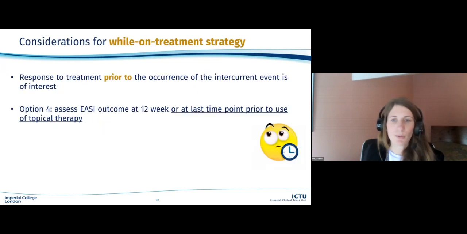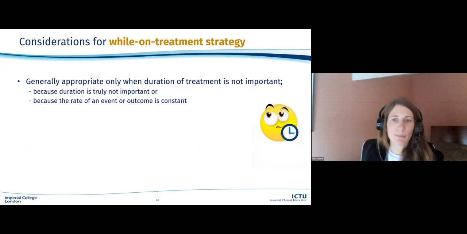And then the fourth option is the while on treatment strategy, which considers the response to treatment only prior to the occurrence of the intercurrent event. So this strategy would consider the response to the placebo or biologic at 12 weeks or at the last known time point prior to initiation of topical therapies. So it redefines the time point in the outcome variable. So as this impacts the time element of the variable, generally this strategy is appropriate only when the duration of treatment is not important, either because duration is truly not important or because the rate of an event or outcome is constant.